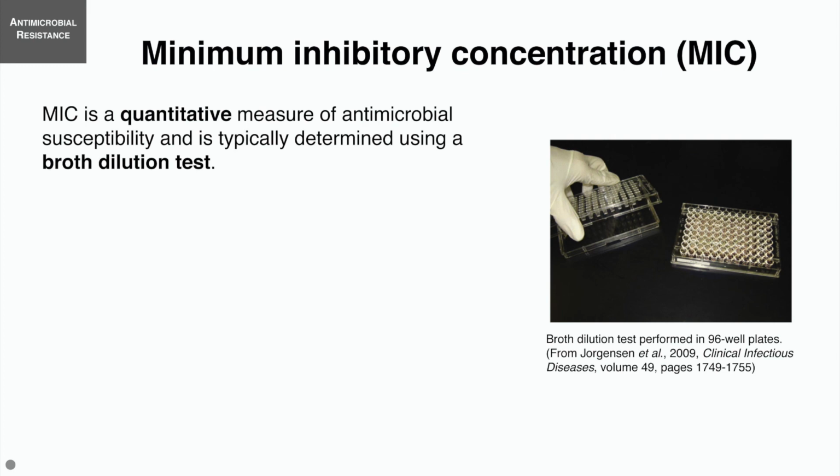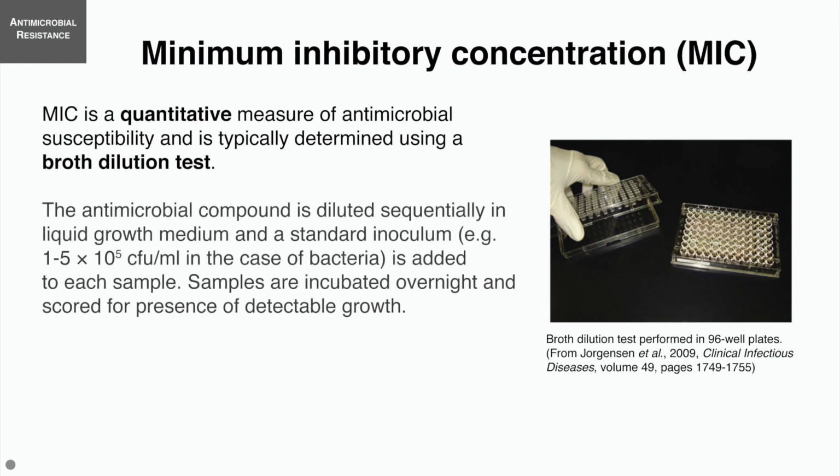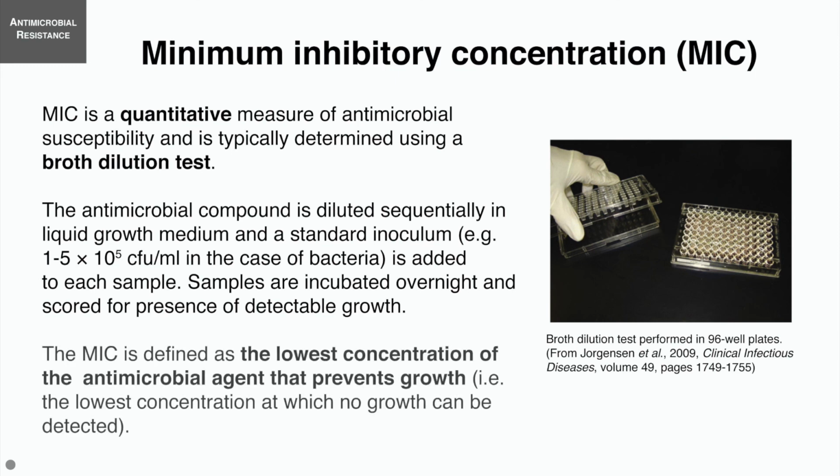The minimum inhibitory concentration is a quantitative measure of antimicrobial resistance which is typically determined using a broth dilution test. The microorganism is inoculated into parallel samples of liquid growth medium with a gradually decreasing concentration of the antimicrobial chemotherapeutic agent. The minimum inhibitory concentration is defined as the lowest concentration of antimicrobial compound where no growth can be detected.